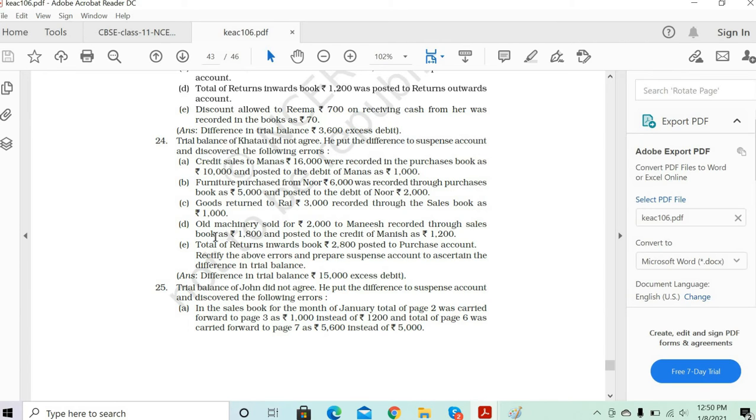Okay, sir. Then your statement is correct. But he clearly mentioned what is being debited from Manish account and what is shown there as debit also. So basically, sales book was also credited as 1,800 and Manish was also credited as 1,200. So we have to debit it from Manish account and sales account and give it to the old machinery account and credit to the suspense account. Yes, you are right.